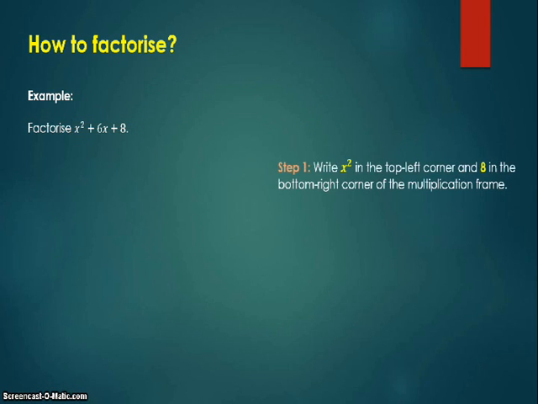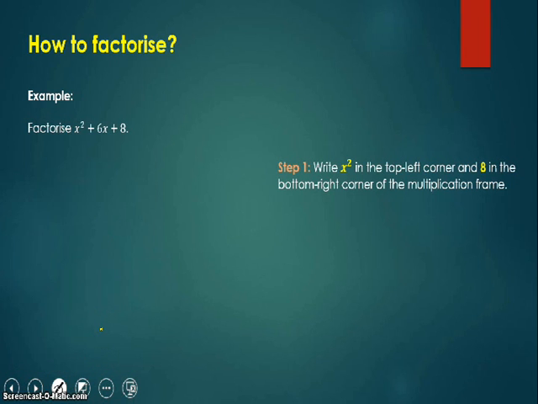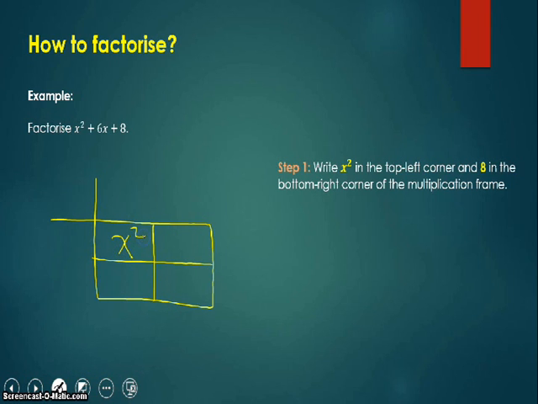So I'm going to write x squared in the top left corner and 8 in the bottom right corner of a multiplication frame. So what is a multiplication frame? I'm going to draw it out. This would be my multiplication frame, and I'm going to put x squared in the top left corner and 8 on the bottom right corner.